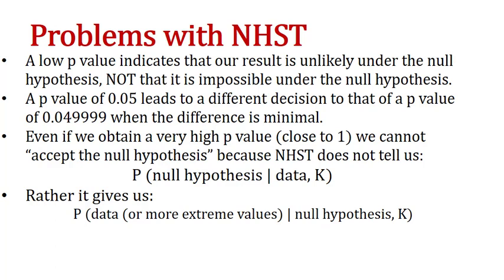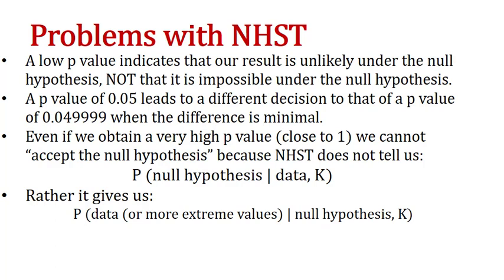Another problem is the binary decision. A p-value of 0.05 leads to a different decision to that of a p-value of 0.049999, when the difference is minimal, and in most cases it would be meaningless. So why would we want to make a binary decision? Why don't we just report what the evidence is, and we shouldn't make it a drastic binary decision there.